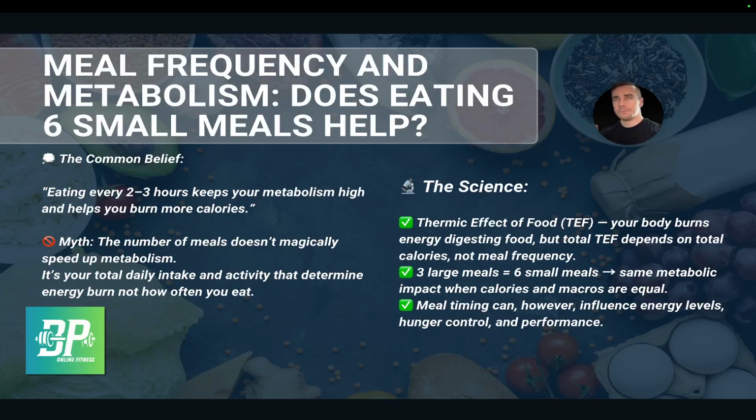I eat a pretty medium sized lunch. I don't eat too much for lunch, but then I'll eat a decent sized dinner. And then I'll kind of put snacks in between. So you don't have to have massive meals throughout the day. It's about more distributing that calorie intake.